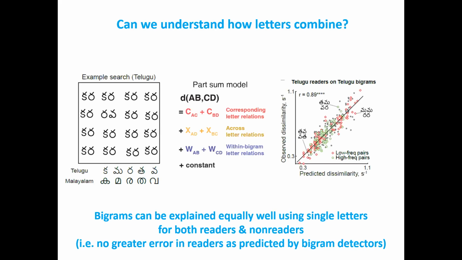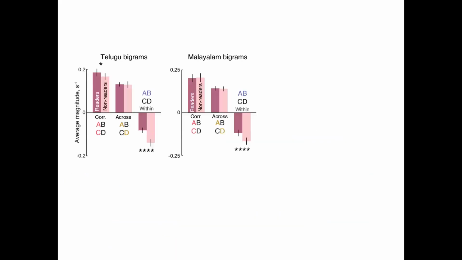But notice that something interesting has happened here, which is that I can now show that the readers are doing letter searches faster. They're also doing bigram searches faster, but there's no difference in the model fit, which means that the model parameters must be different. If you look at the model parameters, something very interesting comes out: for both Telugu and Malayalam bigrams, there's a specific change in the within-bigram dissimilarity between readers and non-readers. Readers are actually experiencing less interaction between the letters of a single bigram.